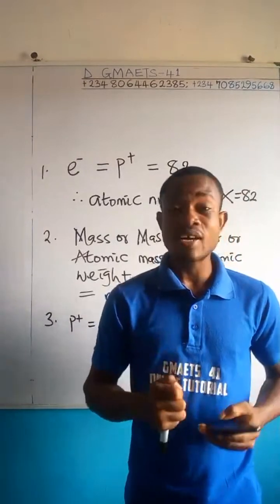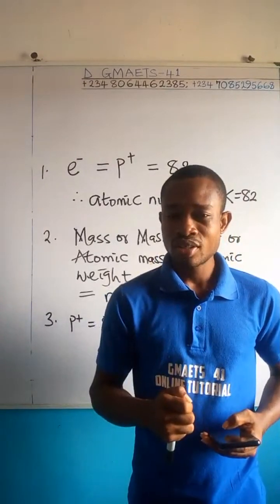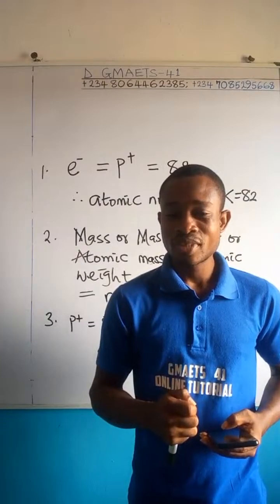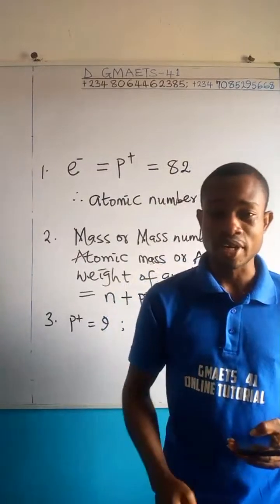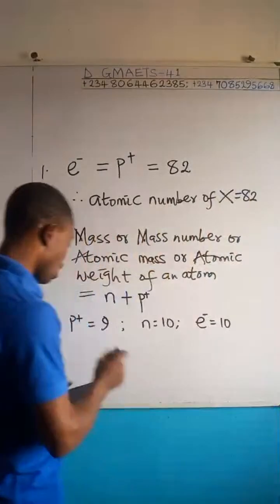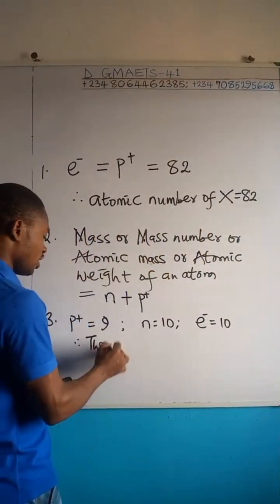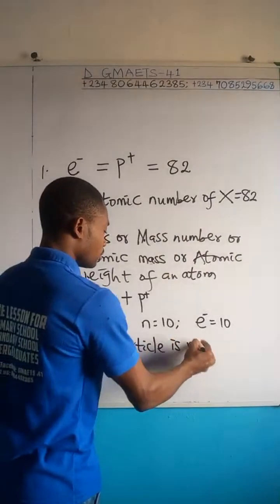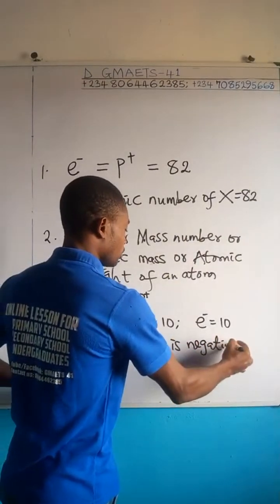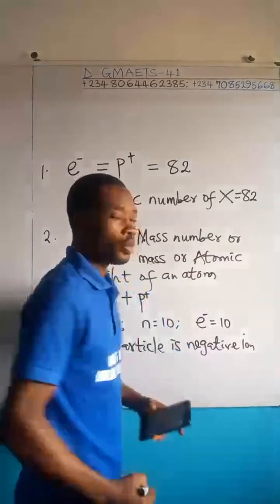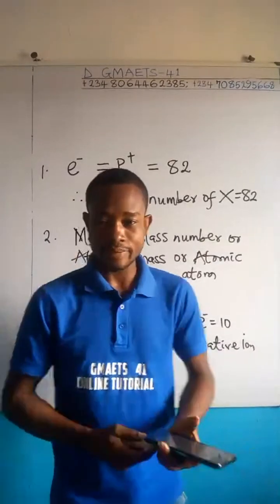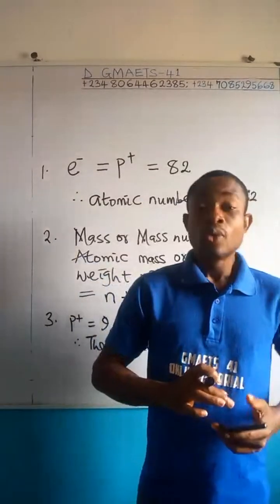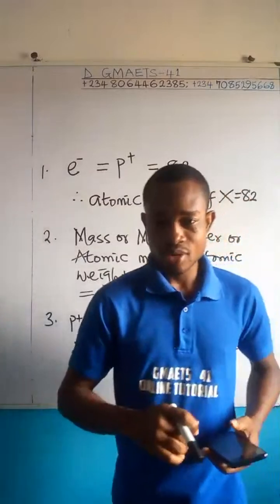Then option D says that it is a negative ion. Of course, that is what I'm going for. The correct answer here to question number 3 is negative ion. Therefore, the particle is a negative ion, and that, of course, is option D. We'll be moving on to our next question.